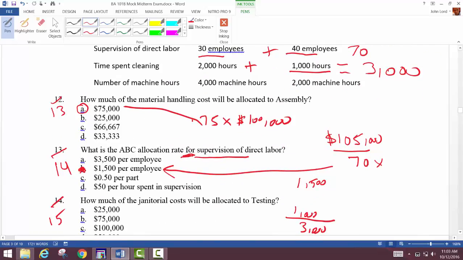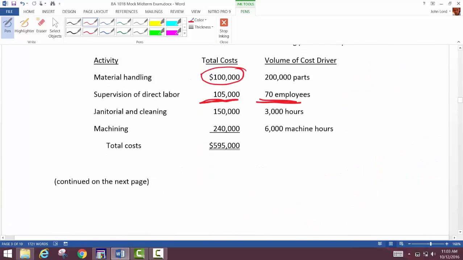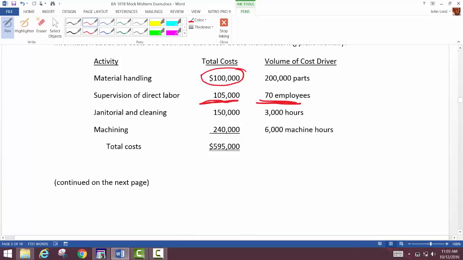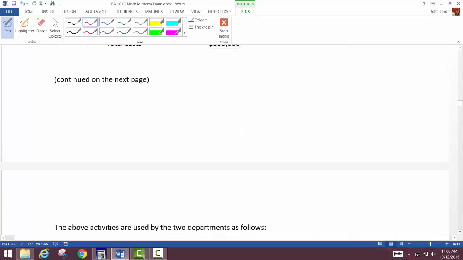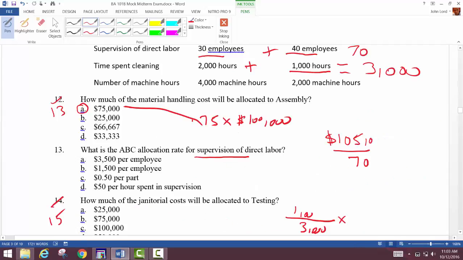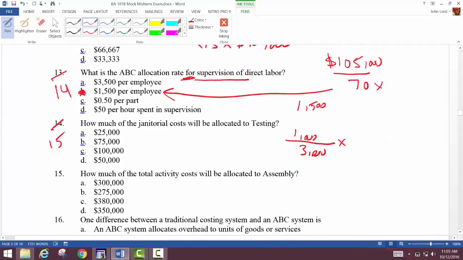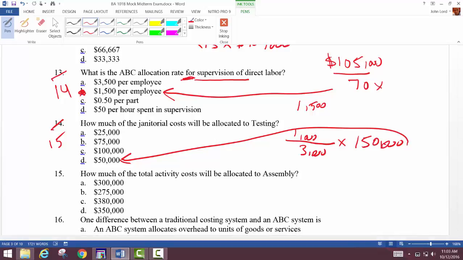So 1,000 hours times what? The total cost for janitorial was 150,000, so a third of that. What's that give us? 50,000? Choice D? Is that what I gave you for that one? Okay, good. Then we want to see the total cost that should be allocated to what?